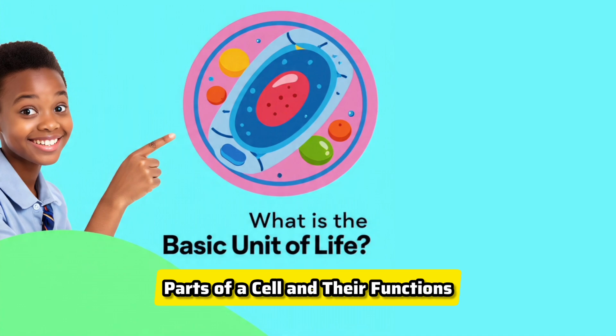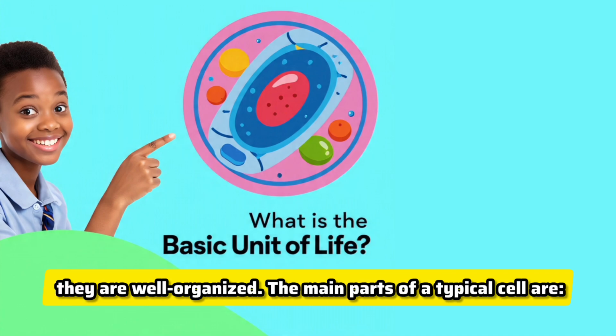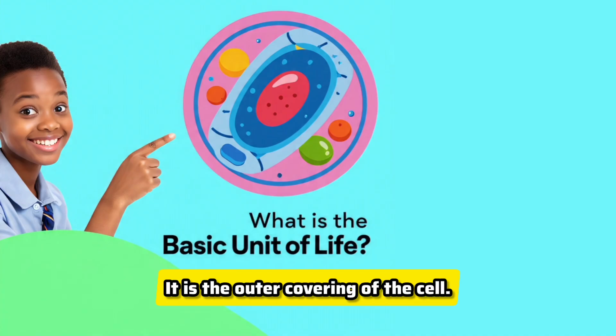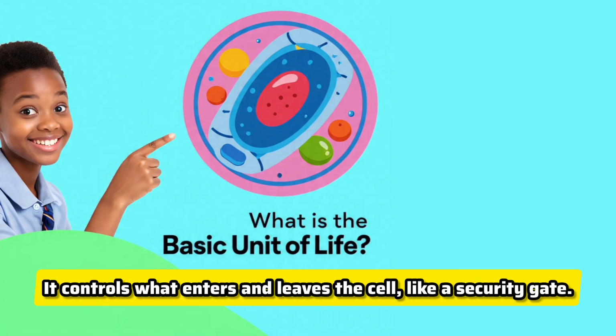Parts of a cell and their functions. Even though cells are very small, they are well organized. The main parts of a typical cell are: 1. Cell membrane. It is the outer covering of the cell. It controls what enters and leaves the cell, like a security gate.